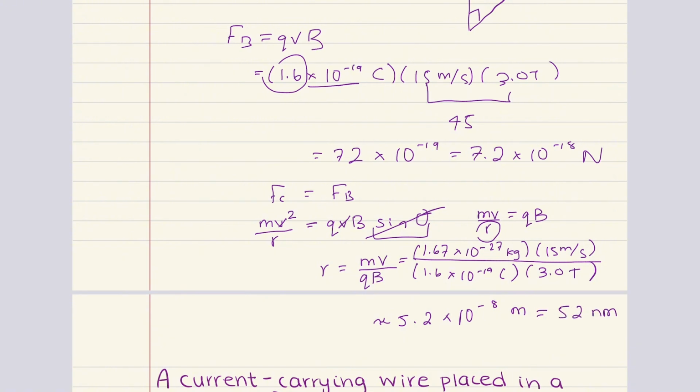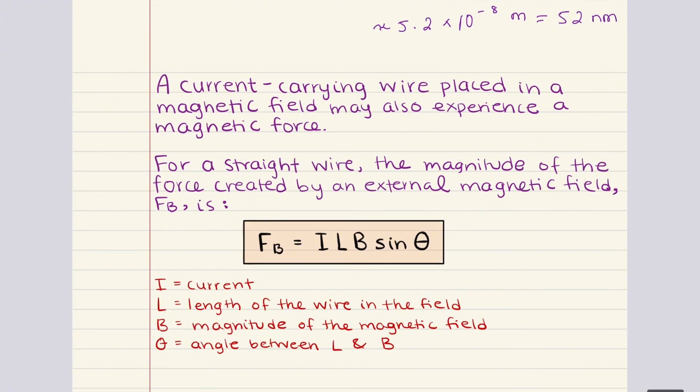So the proton will move in a circle with a radius of 52 nanometers. And that's the answer to this problem. Now we want to discuss forces on a current carrying wire and elaborate on that a little bit more.